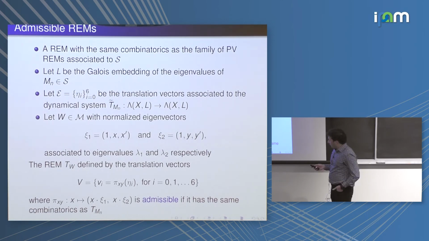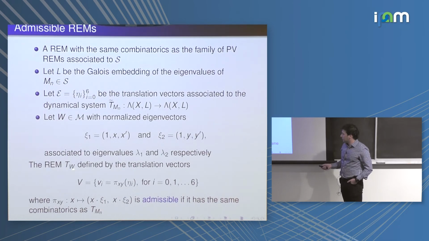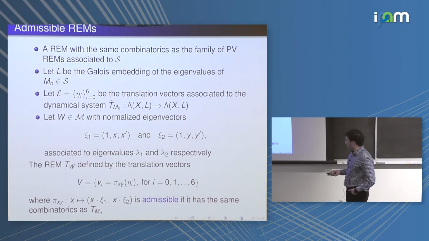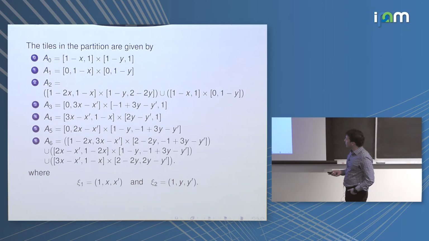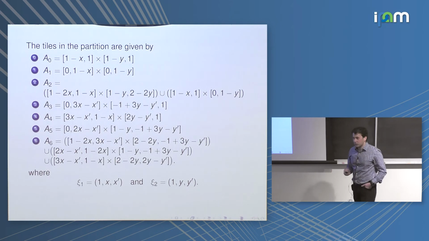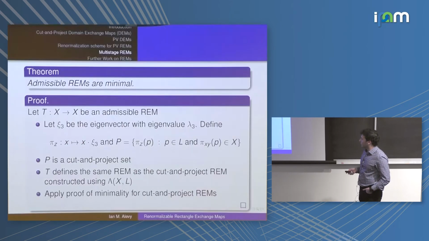So we say that this new rectangle exchange map associated to the matrix W in my monoid is admissible if it has the same combinatorics as T sub Mn. And again, if it's admissible, you can write down formulas for the tiles. They're not so important, but they are linear combinations of the entries of these eigenvectors, which is similar to what we saw before in the single stage case.